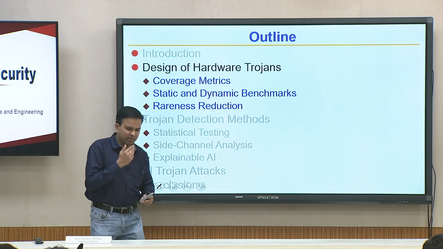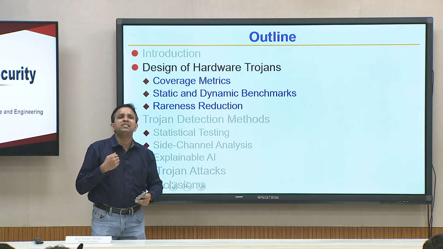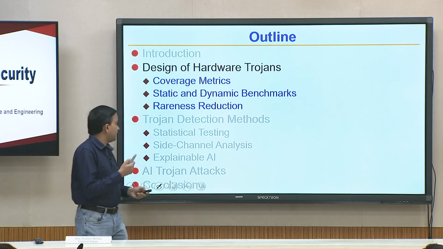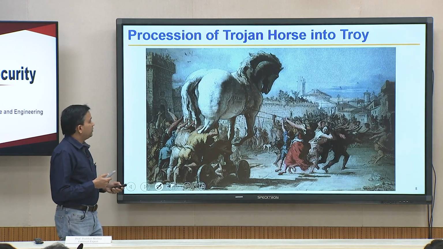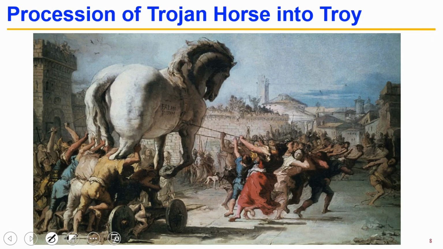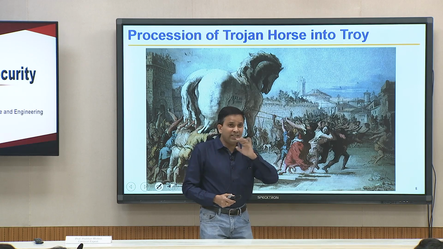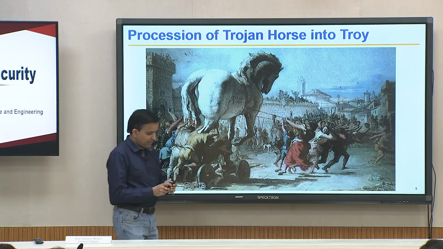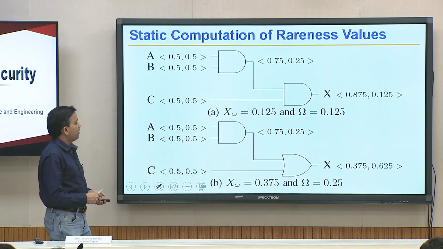So, static and dynamic benchmarks I will talk about, then I will talk about something a little more interesting, which is how to discourage an attacker from inserting Trojans in a design. That is rareness reduction. You know what a Trojan is. The key idea is not what the story is; the key idea is how I can hide in such a manner that nobody else can identify it, but I can take advantage of it when I want to. That is the key idea of a Trojan.